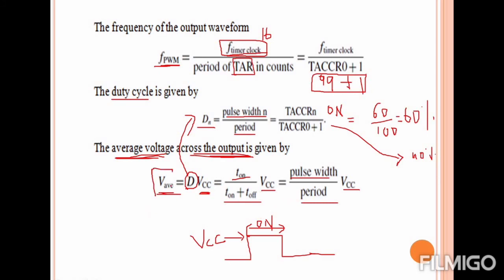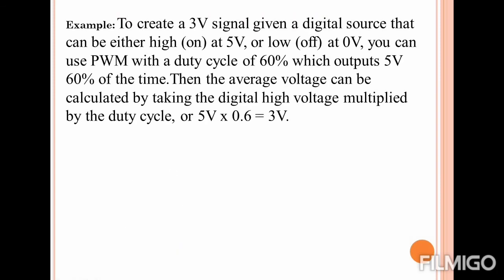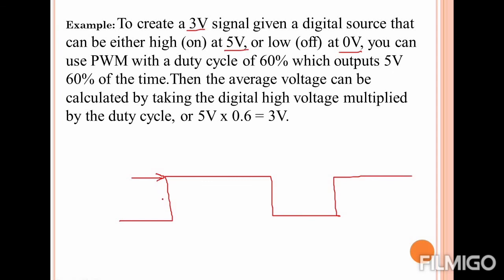See this example, you will be clear. What is the example here? To create a 3 volt signal, given a digital source that can be either high, on, at 5 volts and low, off, at 0 volts. That means you have a pulsating signal whose amplitude is 5 volts, and when it is low, it is 0 volts. That is, your pulsating signal is varying between 0 volts and 5 volts.